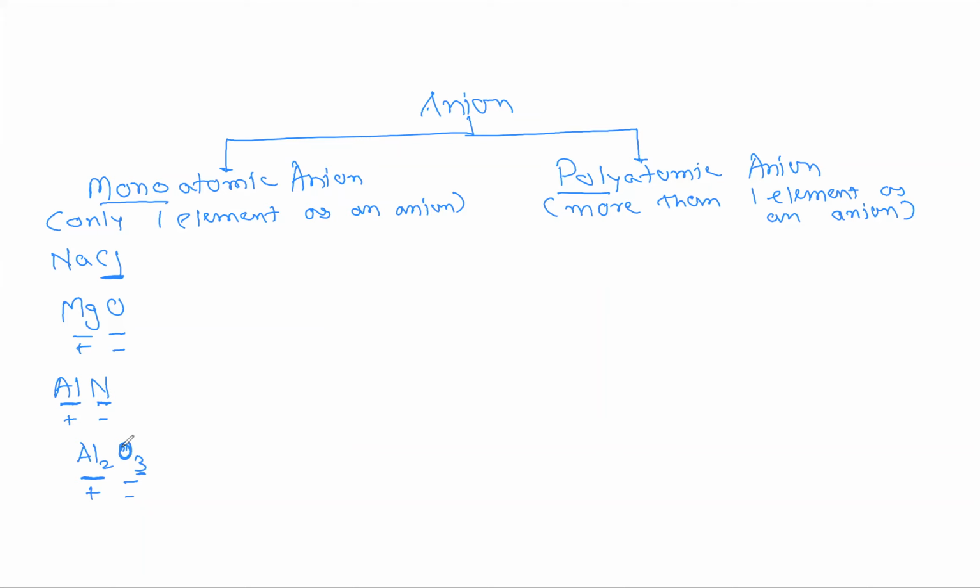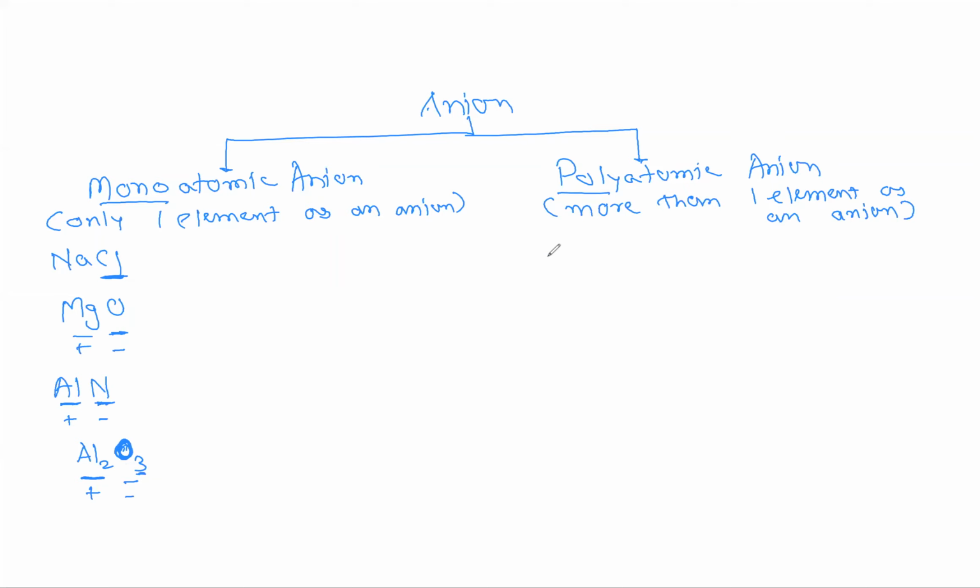In this example, you still can call this a monoatomic anion. Nitrogen itself, one element, anion, monoatomic. Oxygen itself, chlorine itself, it is monoatomic anion. Now, the example of polyatomic anion would be like this.